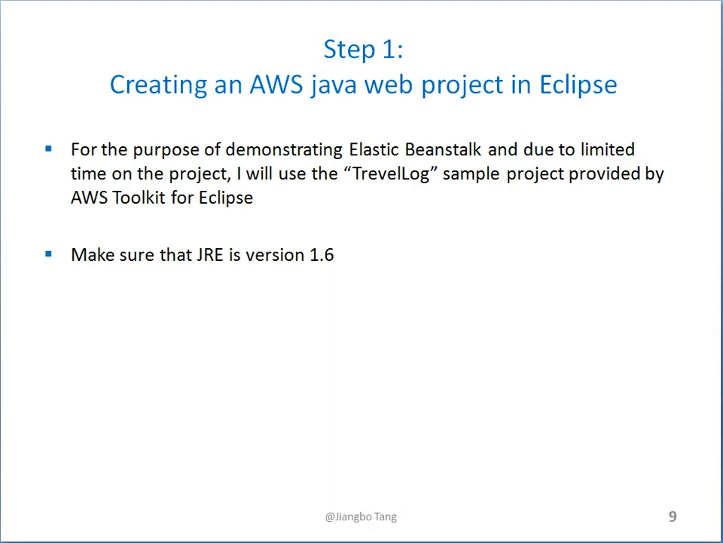The demo consists of several steps. The first step is creating an AWS Java web project in Calypso. Because I don't have a real-world running application, I'm using a tutorial or sample application provided by AWS. Okay, I'm going to leave the PowerPoint and go into AWS, to Eclipse.